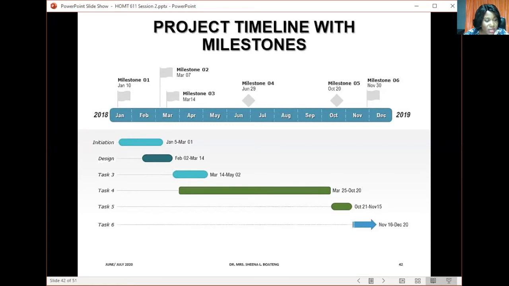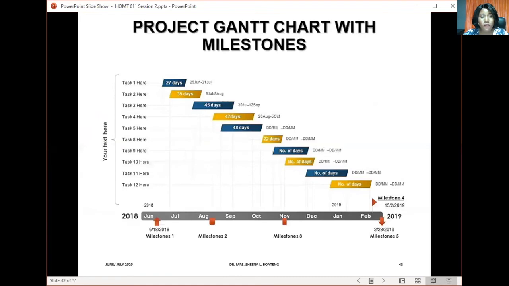And we can see that the design of the event is supposed to take place between February and March. And then there's 2 milestones in there that they are supposed to achieve, one on March 7th and one on March 14th, and so on and so forth. So as an event professional, these are some of the tools that you can use to guide you when it comes to your logistics, so that you do not fall behind.